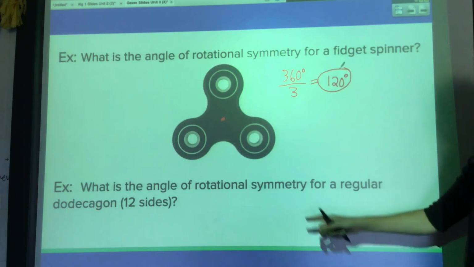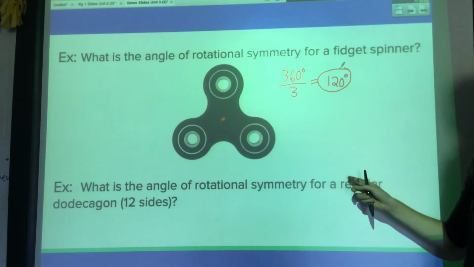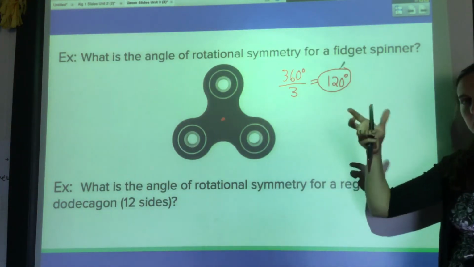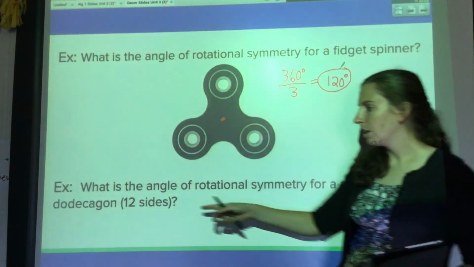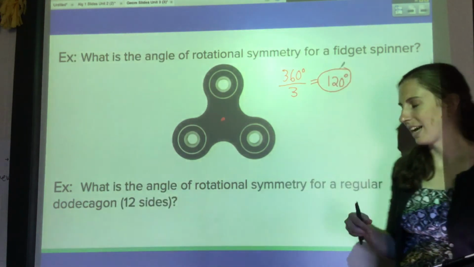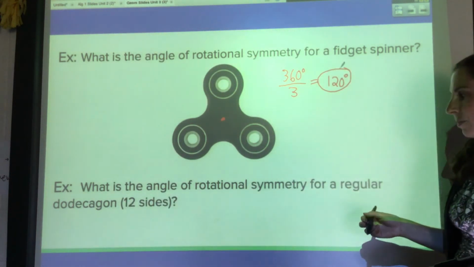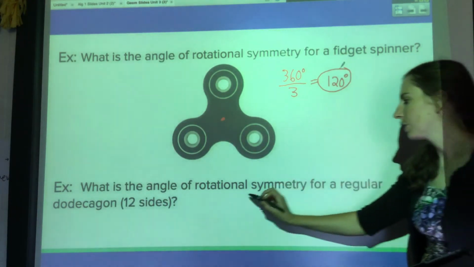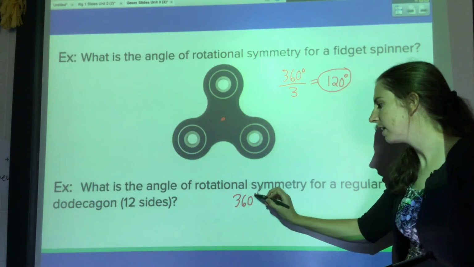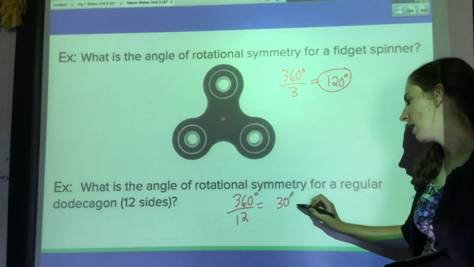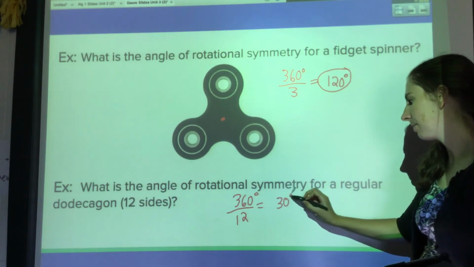What about the angle of rotational symmetry for a regular, so like equal angle measures, it's not crazy, a regular dodecagon, which, fun fact, is 12 sides. So if we have 12 sides, that would be like 12 turns we could make. So take the 360 degrees, divide it by 12, and you get 30.